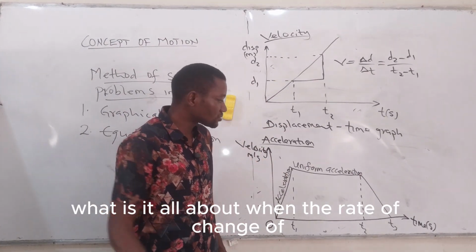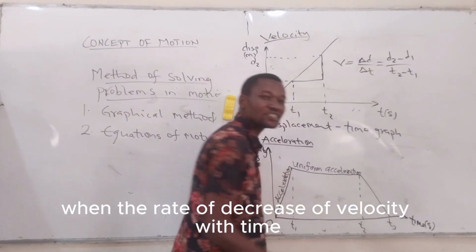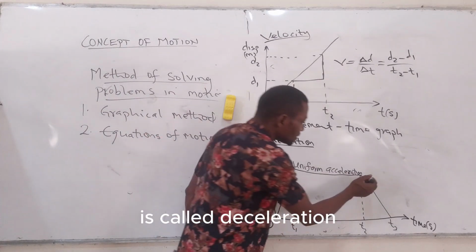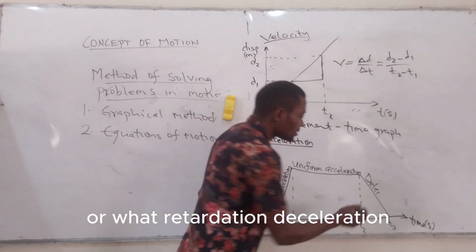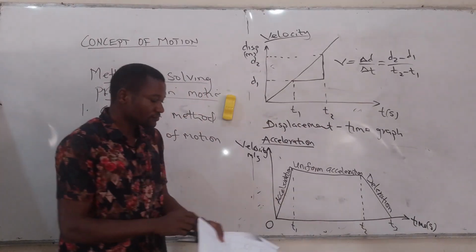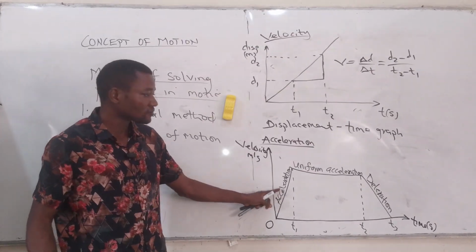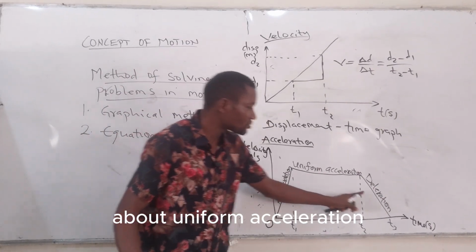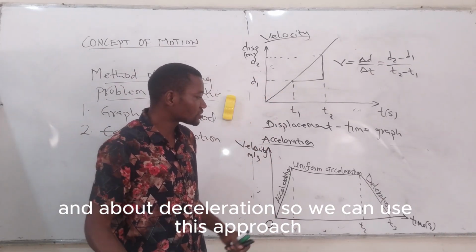What is it all about? When the rate of decrease of velocity with time, that is called deceleration, or retardation. So from this graph, we have gotten information about the acceleration, about uniform acceleration, and about deceleration. So we can use this approach.